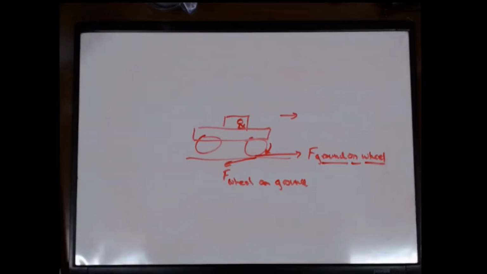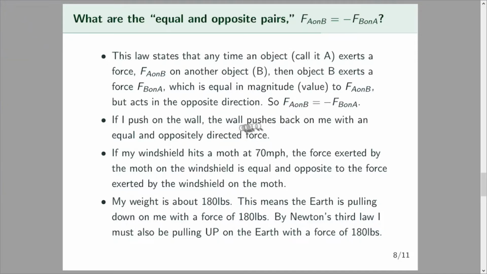So it's back to the writing here. If I push on the wall and the wall pushes back on me with an equal and opposite force, if my windshield hits a moth at 70 miles an hour, the force exerted by the moth on the windshield is equal and opposite to the force exerted by the windshield on the moth. If I throw a potato chip, my hand pushes on the potato chip just as hard as the potato chip pushes on my hand. Those are equal forces in opposite directions. That's really important. I think it's not obvious that those statements are true, but they are. The consequences in this case for the windshield and the moth are very different.